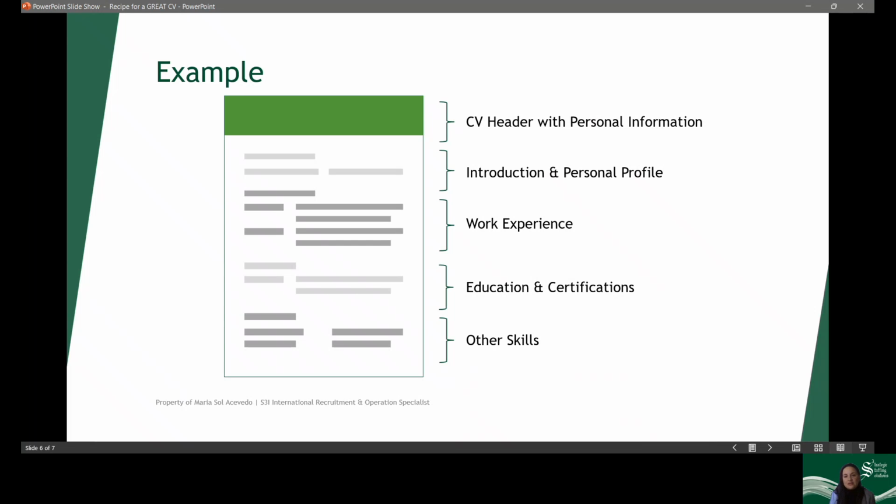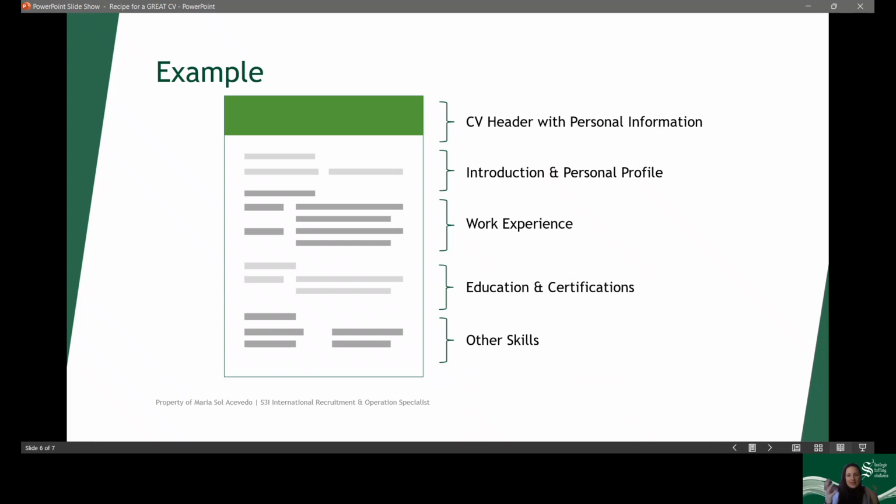After the work experience, we will go into education and certifications. These are all our academic accomplishments. And after, last but not least, it would be other skills such as languages or any other skill you feel is relevant. Maybe you're learning a new programming language or something, and you can add it there as well, as long as you feel it's adding value to your professional development and it is relevant to the role that you are currently looking for or aiming for.